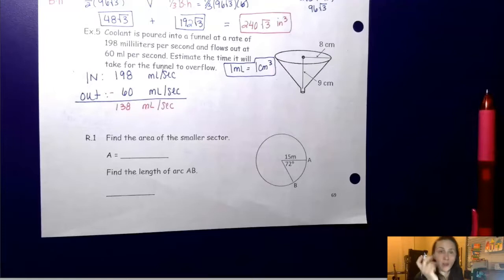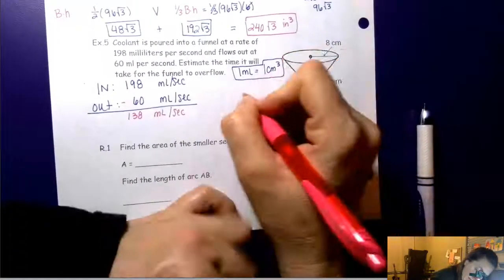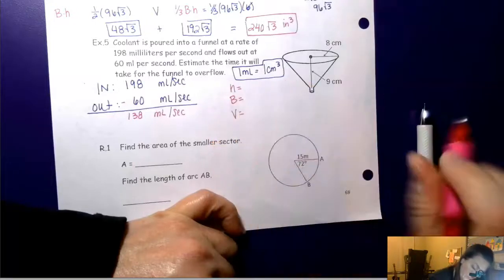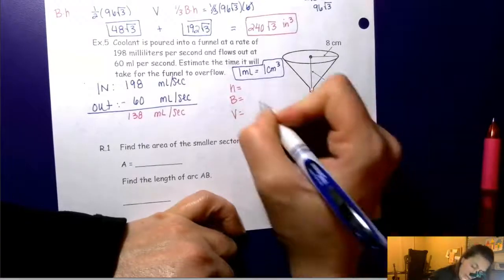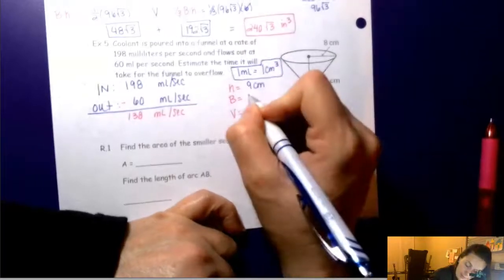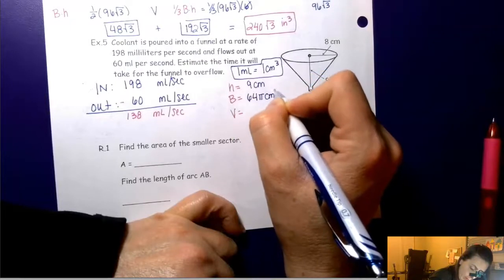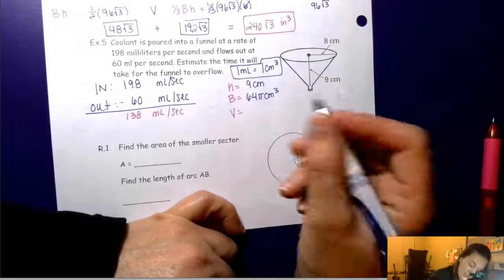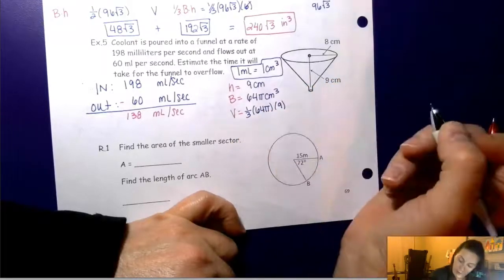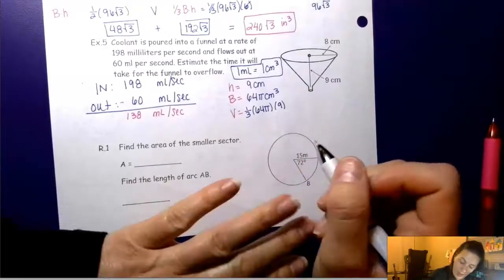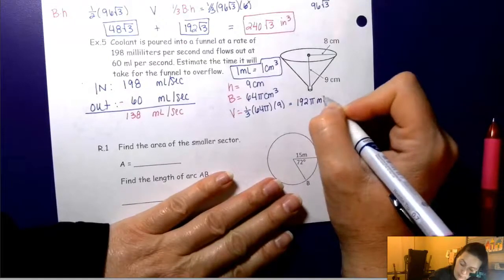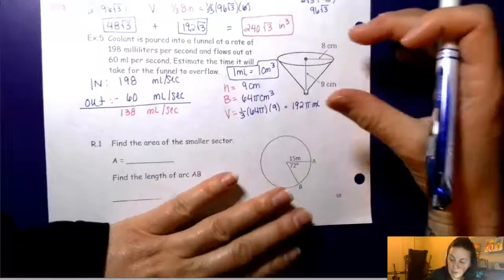So I need to figure out the volume. Well, the letters I need for volume, again, are height, area of the base, and my volume. Well, the height of this funnel over here is 9 centimeters. The area of the base, pi r squared, 8 squared, I get 64 pi. Now my volume, remember it's a cone, it's going to be 1/3 area of the base times my height. Well, 1/3 of 9 is 3 times 64 pi. I end up with a total of 192 pi milliliters. That's how much it's going to take to fill this up.